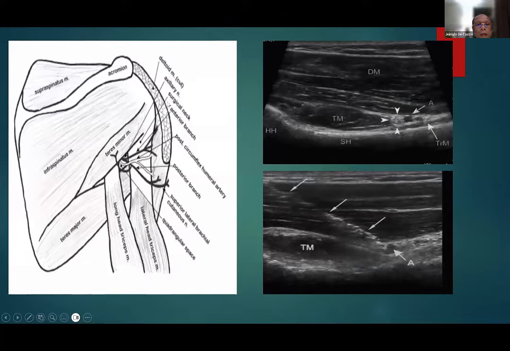So again, to take a closer look, you can see here that the quadrilateral space is bounded by the teres minor above, then of course the teres major below here, and then of course we have the long head of the triceps, and we have the lateral head of the triceps right here. So the nerve really comes here. So again, this is another view. This is your deltoid. There is your teres muscle, and then the needle approaches the nerve like this.